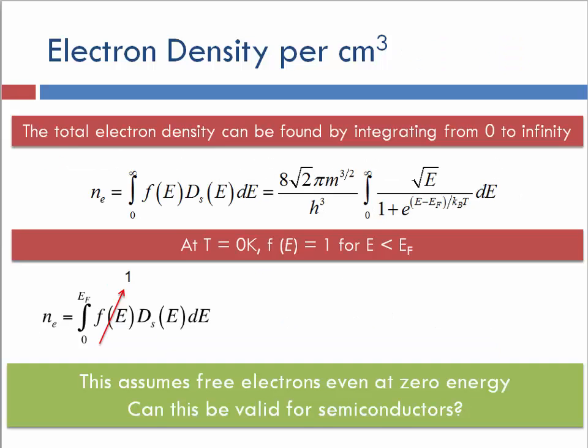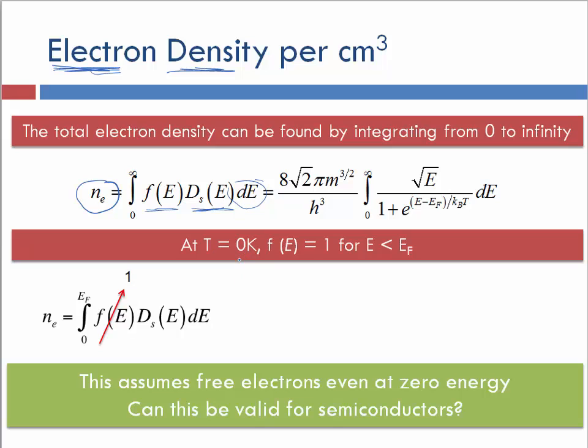The electron density, the electron density per unit volume. Okay, we integrate this equation from 0 to infinity, the probability times the density of states, with respect to E, and that gives us our total electron density. So we're getting rid of the per unit energy part of it.